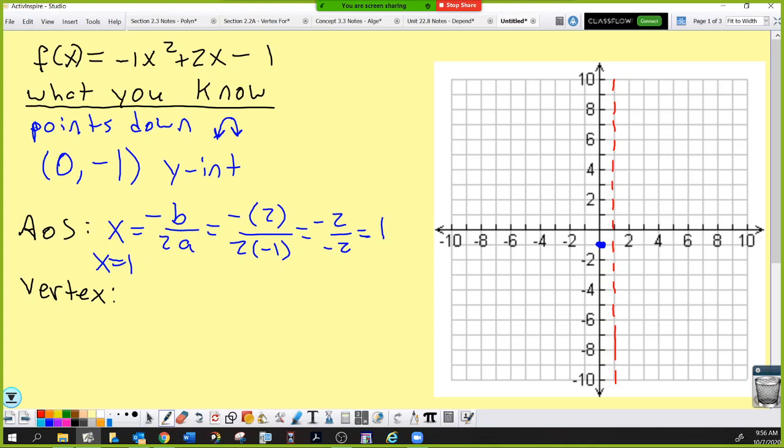So free information, don't work hard. If there's a dot to the left of that vertical line, there's a dot to the right of that vertical line, right there. Not working hard for it.